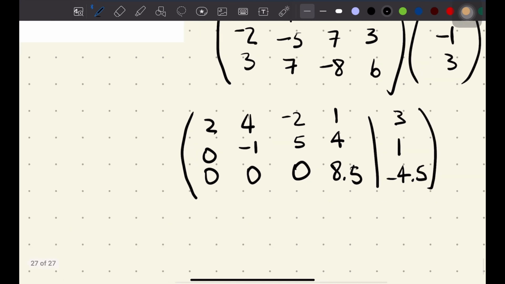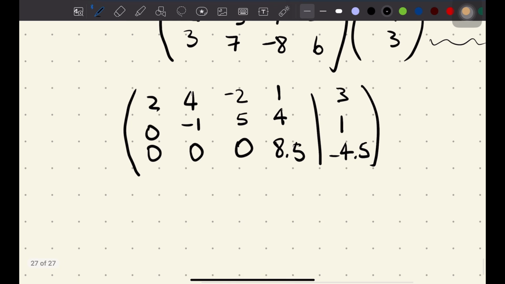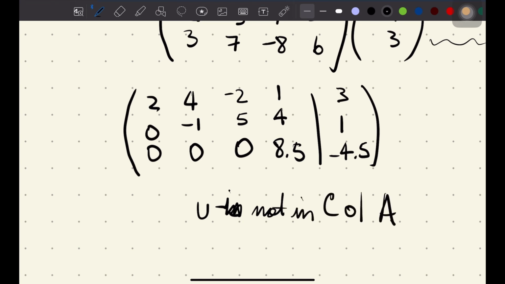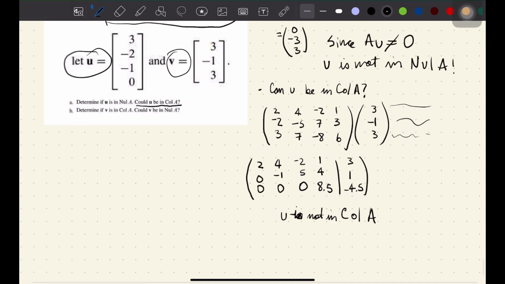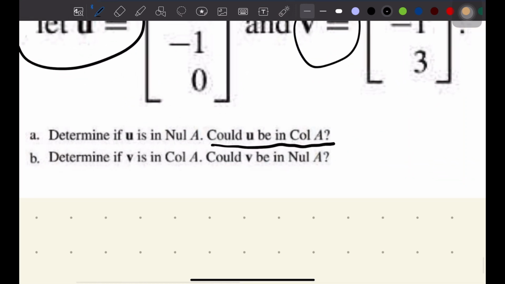So the third row indicates an inconsistent system, as it cannot have a non-zero value on the right-hand side. Therefore, there is no solution. u is not in Col A based on the row reduction. So, no.